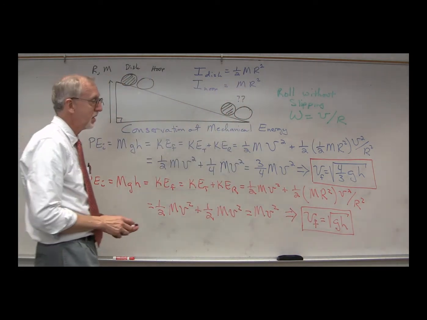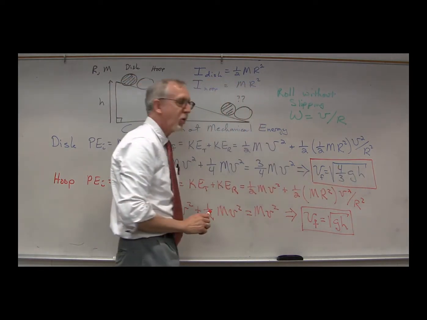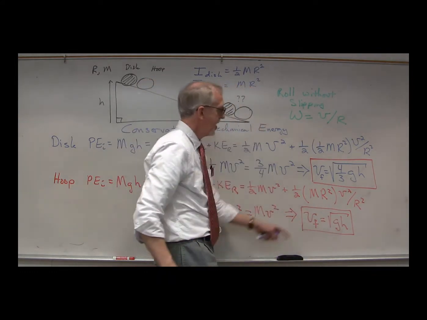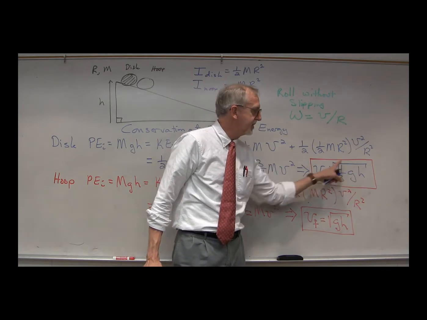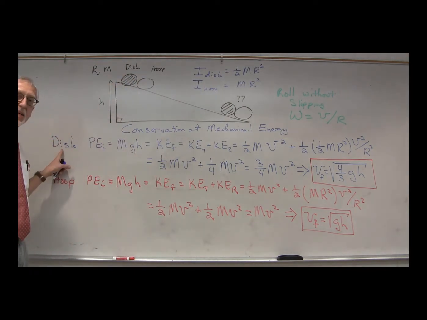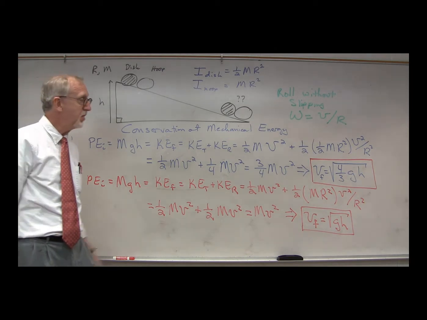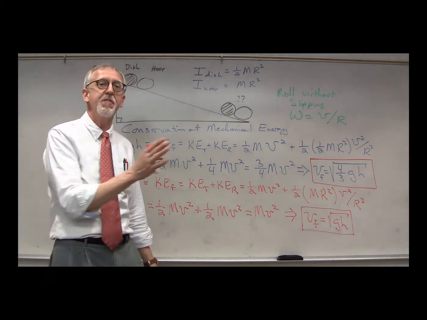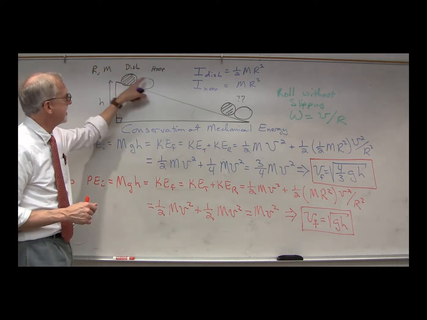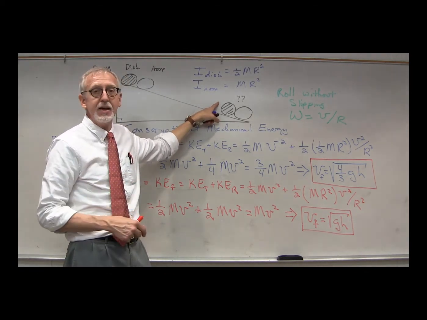Now, let's just look at this. For the disk, the final velocity is root 4/3 gh. For the hoop, the final velocity is just root gh. That 4/3 makes this a larger number. So what that means is that we would expect the disk to be moving faster at the bottom than the hoop, which means we would expect the disk to get there first. So if we were to actually do this race, we would expect the disk to reach the bottom of the incline before the hoop. Well, let's try it and see what happens.